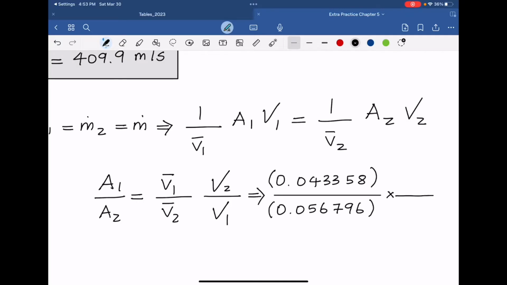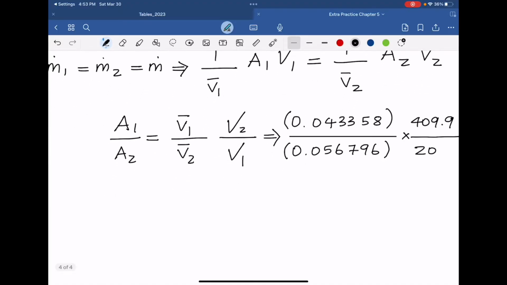And then velocity, correct, right? This way you can solve the ratio. $15.65.